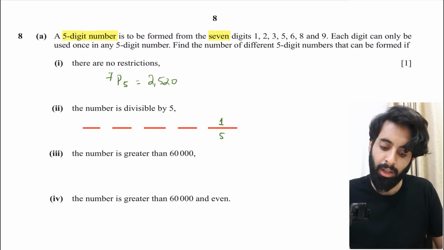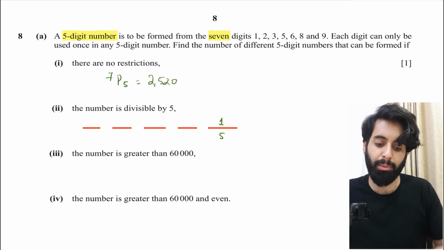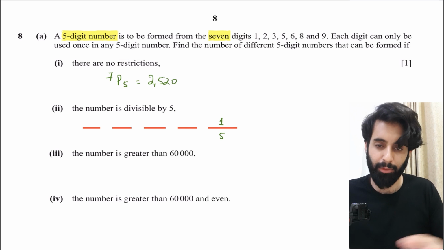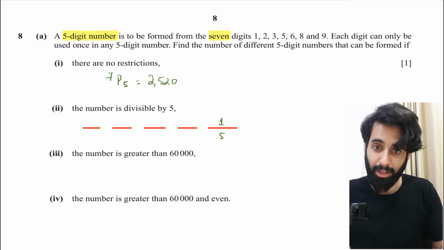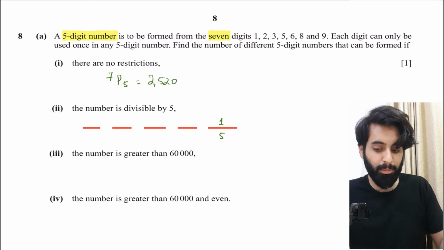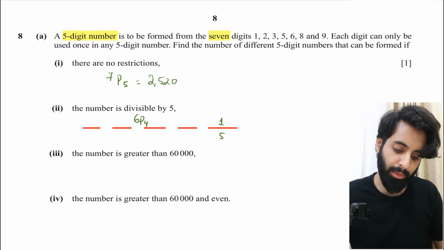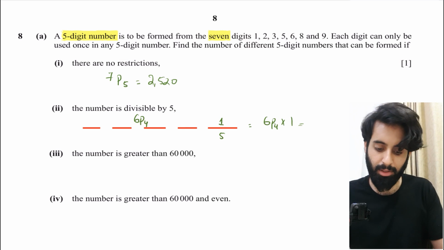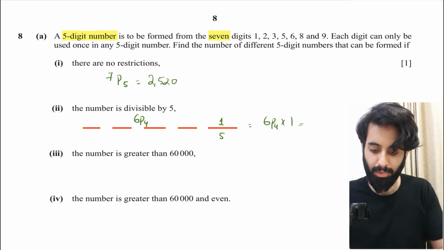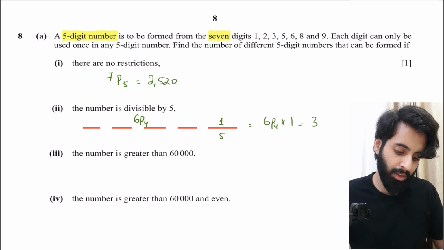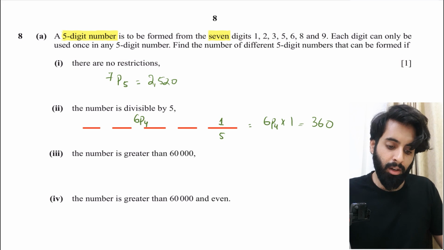We just have 1. Now for the remaining 4, remember we had 7 digits to work with. One of them is gone, and that means now we're left with 6, but we're not selecting 5 anymore, we're just selecting 4. So that can be done 6P4 number of ways. So this turns out to be 6P4 times 1. Let's work this out. 6P4 is equal to 360.